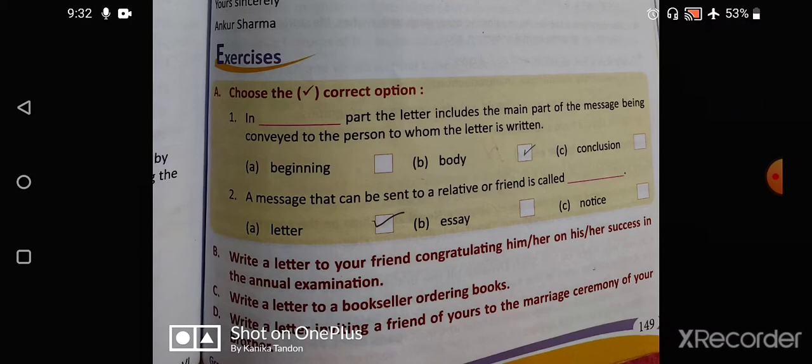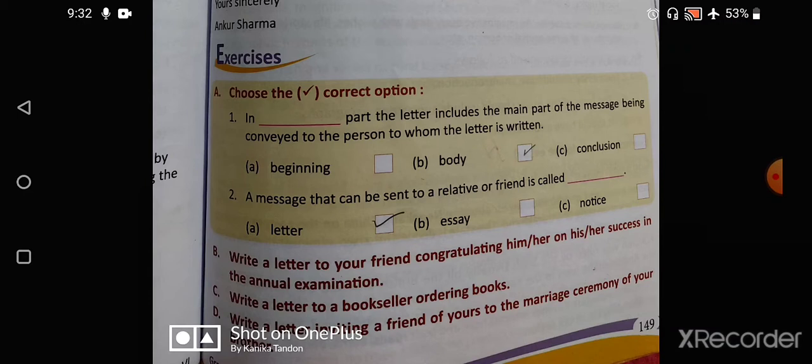Next is write a letter to your friend congratulating him or her on success in the annual examination. You know how to write it. First we are going to write our address, then the date, then the salutation, then the body of the letter, and the ending greetings.